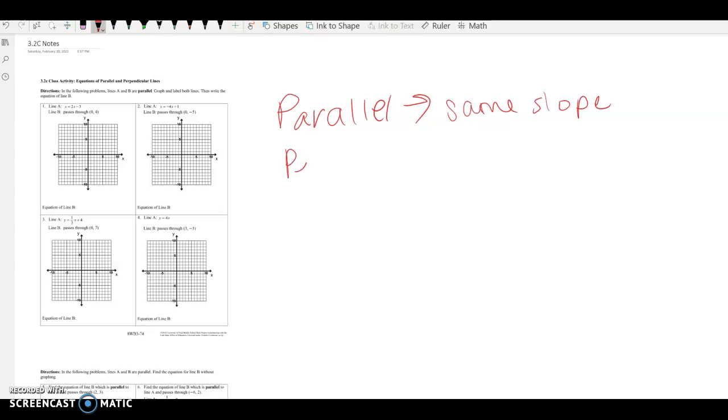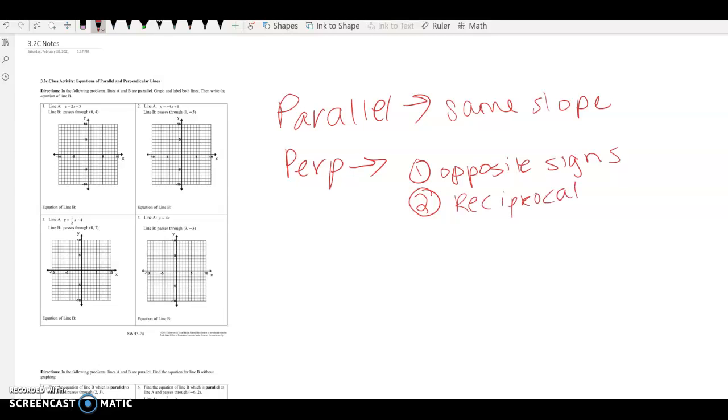Lines that are perpendicular have two things that have to happen. Number one, they have to be opposite signs. So if it's negative, it has to turn positive. If it's positive, it has to turn negative. And the second thing that has to happen is it has to be a reciprocal.